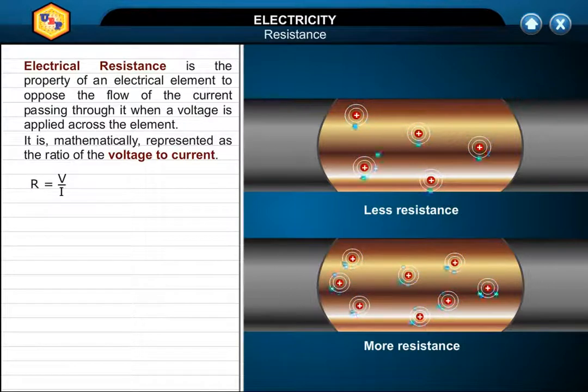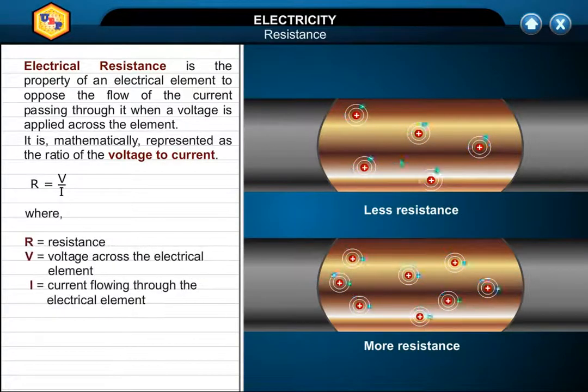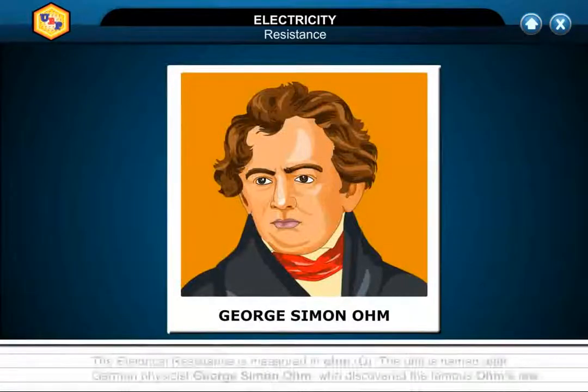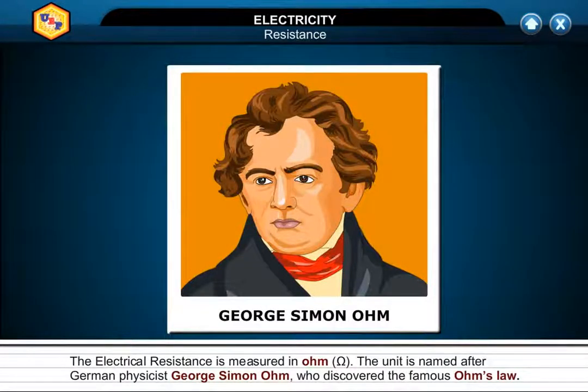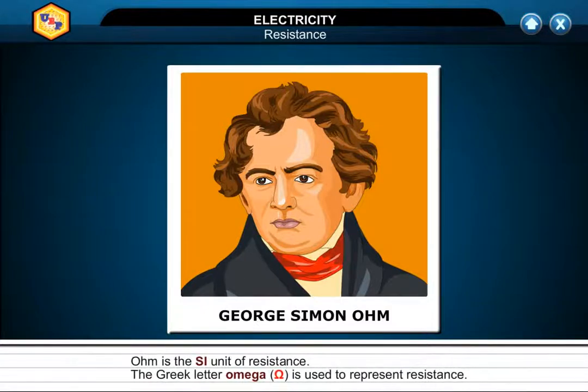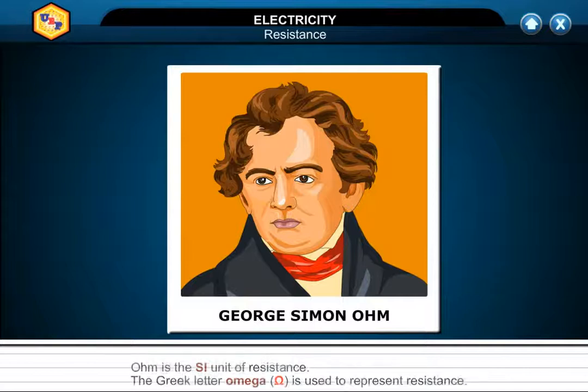It is mathematically represented as the ratio of the voltage to current. R is equal to V divided by I, where R is equal to resistance, V is equal to voltage across the electrical element, I is equal to current flowing through the electrical element. The electrical resistance is measured in ohm. The unit is named after German physicist George Simon Ohm, who discovered the famous Ohm's law. Ohm is the SI unit of resistance. The Greek letter omega is used to represent resistance.